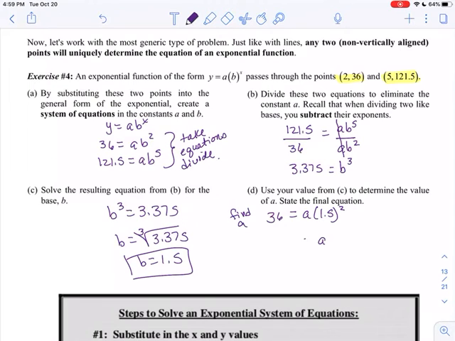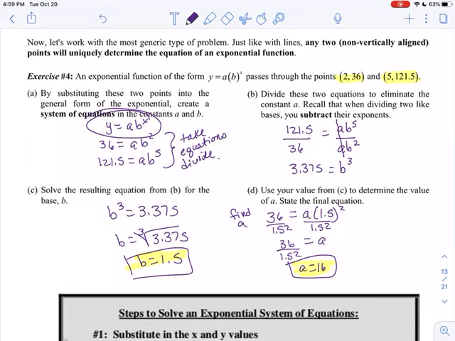That's my next step. 36 equals a times, I know what b is, 1.5 squared. And I'm solving for a, so I'm going to divide by 1.5 squared. Both sides get divided by 1.5 squared. So 36 divided by 1.5 squared, a is 16.